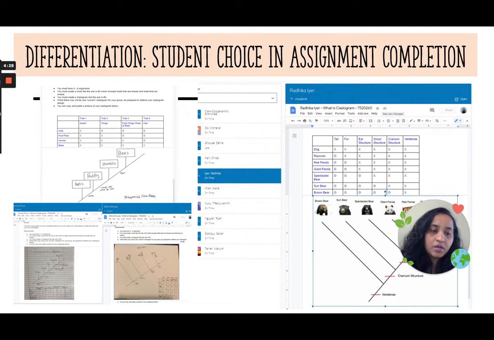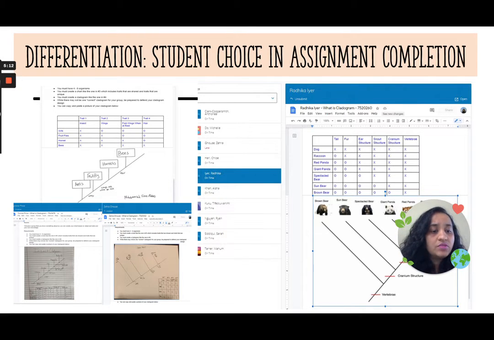Differentiation is really important to me in my classroom, and wherever possible, I like to include student choice in assignments. This was a recent assignment where students were learning to create cladograms. As you can see, they were allowed to choose what organisms to include in their cladogram. So once they selected 4 to 6 organisms, they were supposed to make the table listing their traits and then create the cladogram corresponding to that table.